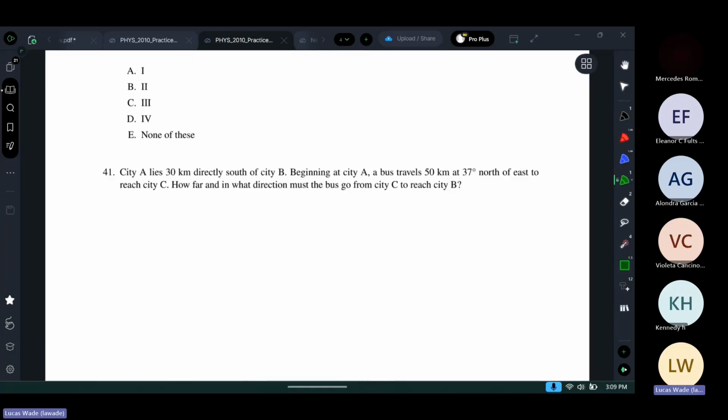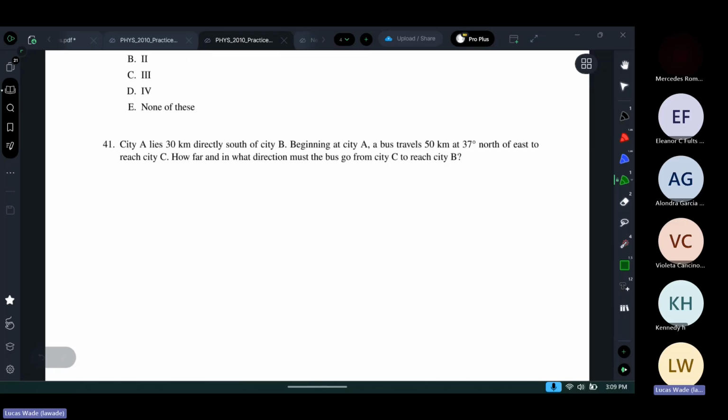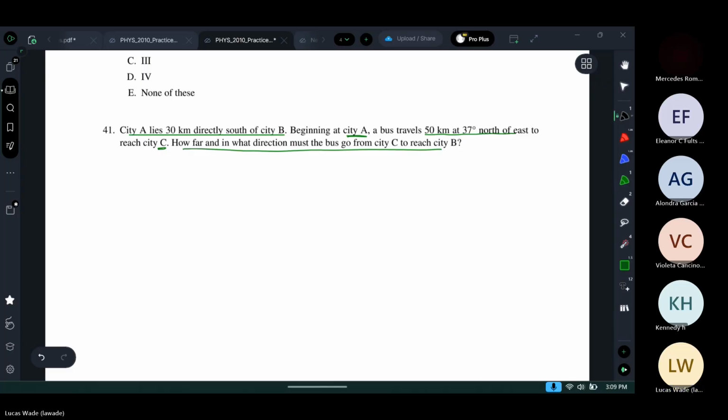Okay. So City A lies 30 kilometers south of City B. We start at City A, travel this way to reach City C. How do we get from City C to City B? So I'm going to draw in some north, south, east, and west axes.